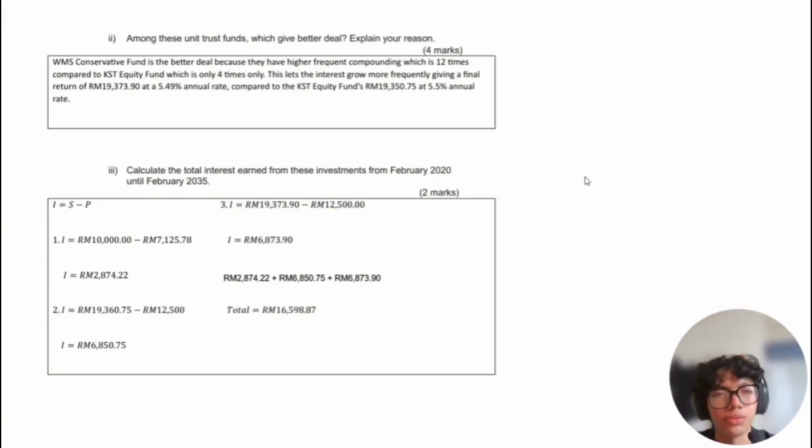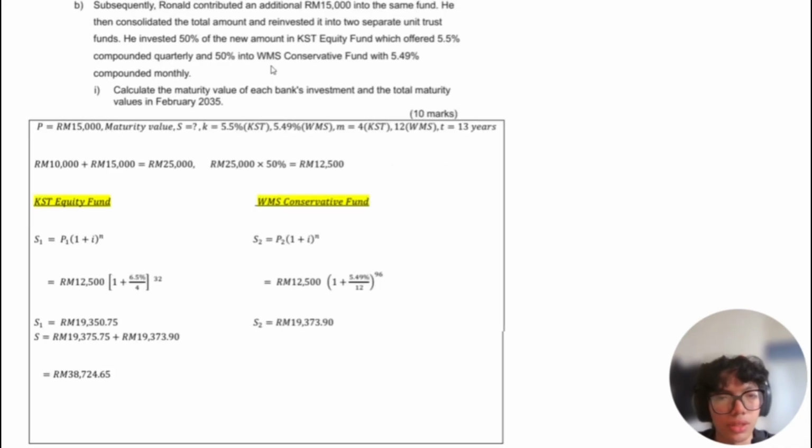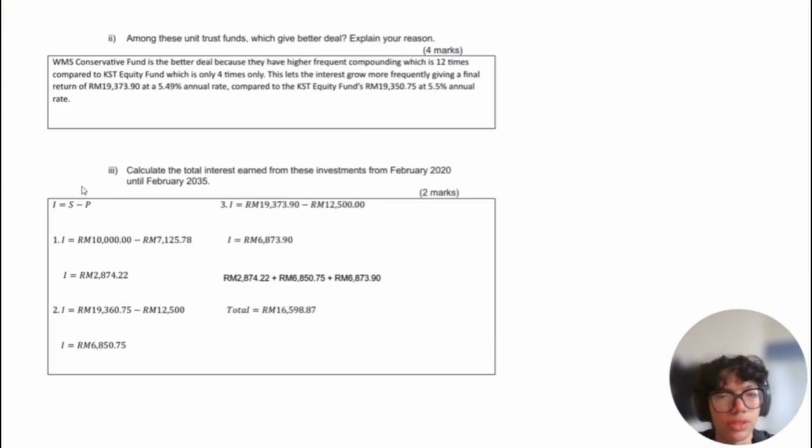Hi, I'm going to answer question B for number 2. Among these unit trust funds, which give better deals, explain your reason. To answer this question, you need your previous answer. It is B1, KST quality funds, and WMS competitive funds. You need to compare these two funds to answer question number 2.